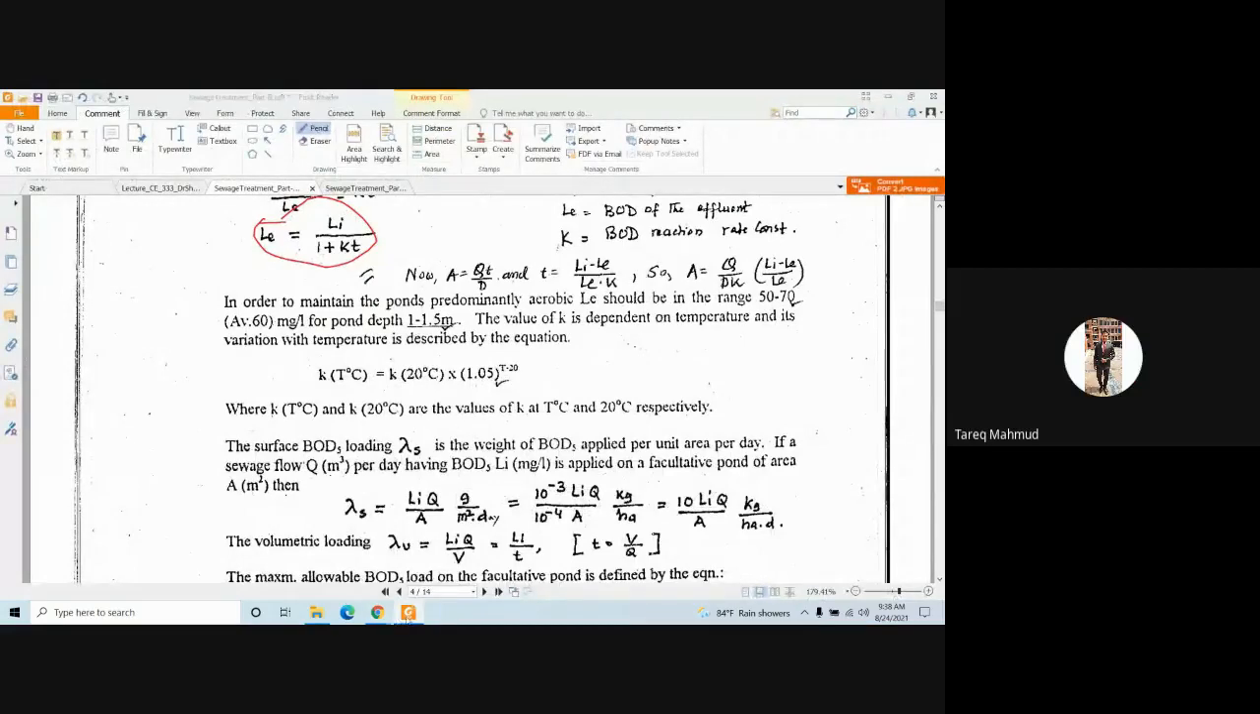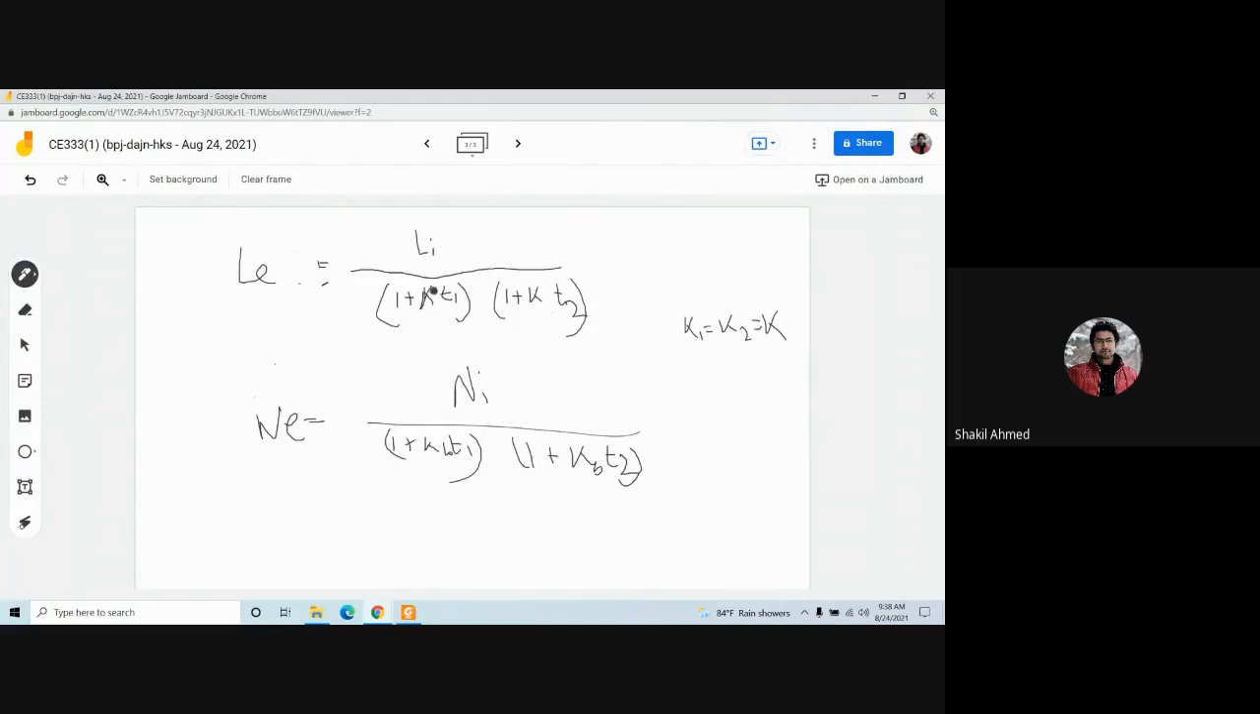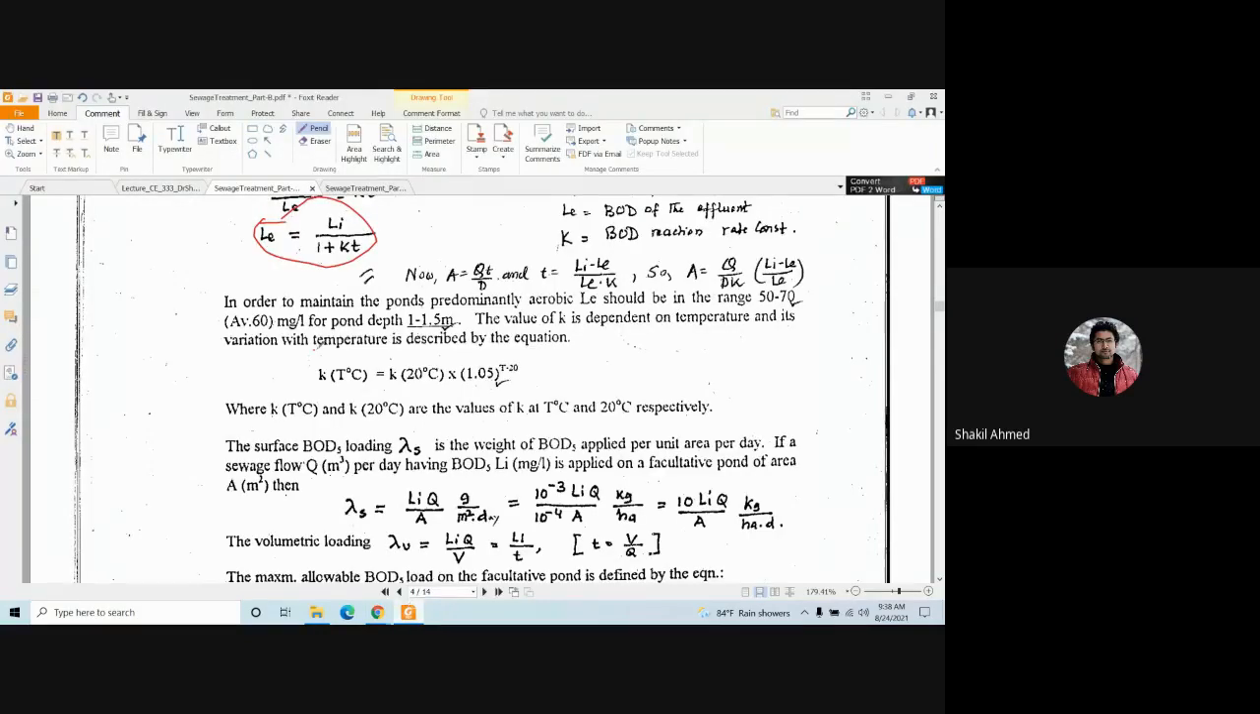No, sir. And this is here for 20 degrees Celsius. This K can be changed with the temperature. So we can use this to calculate the value of K at different temperatures other than 20 degrees Celsius. I showed you in the last class. So K equals KT equals K20 into 1.05 to the power T minus 20.